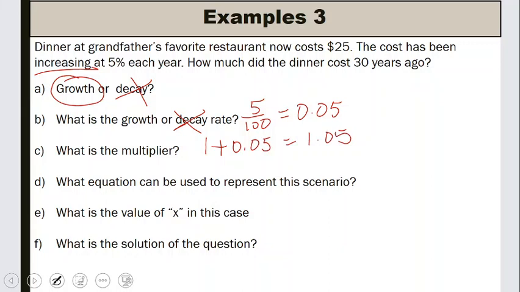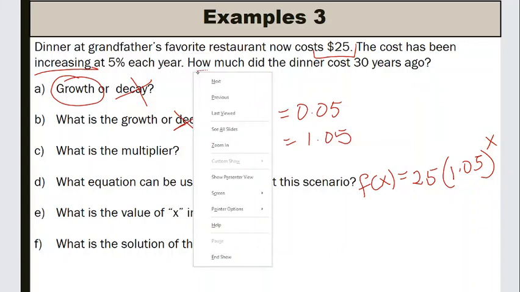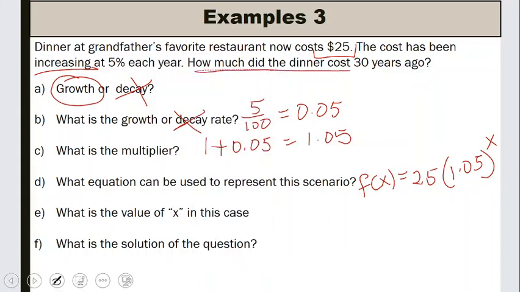Okay, so what is the equation for this scenario? The equation is going to be f of x equals the starting value, which is $25, multiplied by 1.05 raised to the power of x. Now the question says, how much did the dinner cost 30 years ago? So 30 years ago means we want to go back 30 years. So x will be negative 30.